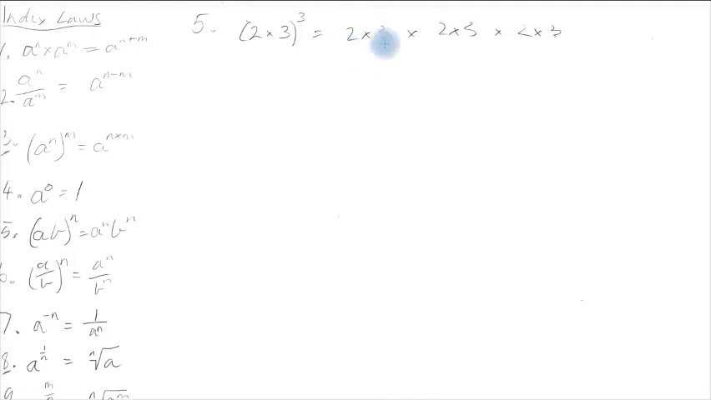Now we can sort of rearrange this to make it look a bit more ordered. So because multiplication can happen in any order, we can gather all the 2's together. So there's that one, and that one, and that one. And similarly, we can gather the 3's together. And this gives us 2 to the power 3 multiplied by 3 to the power 3, which is this 3 coming down here and this 3 coming down here. So that one has been verified.